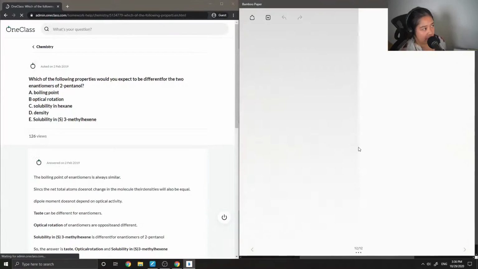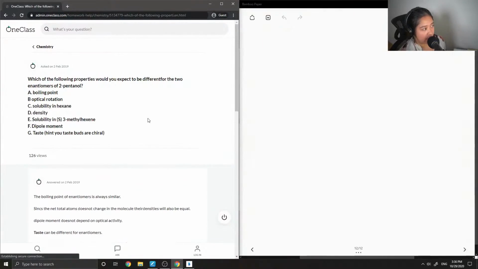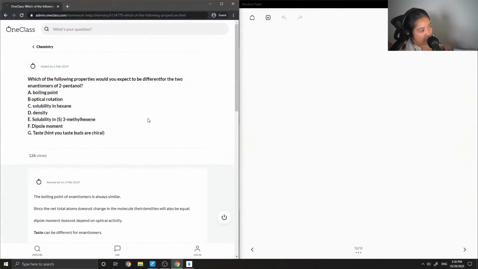Can move on to question number 2. Which of the following properties would you expect to be different for the 2 enantiomers of 2-pentanol?